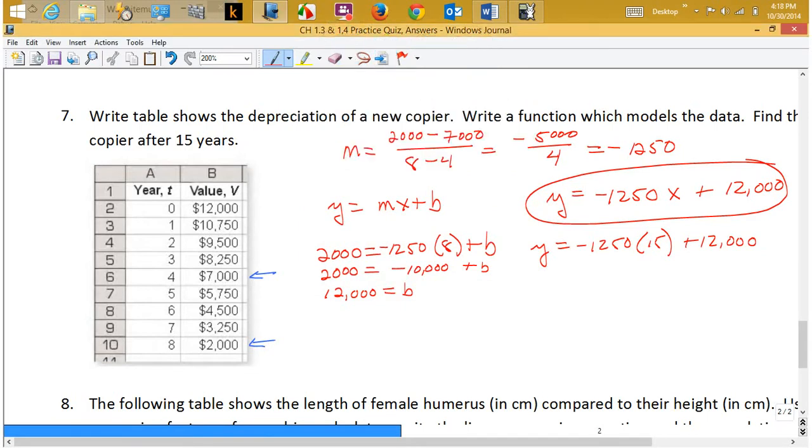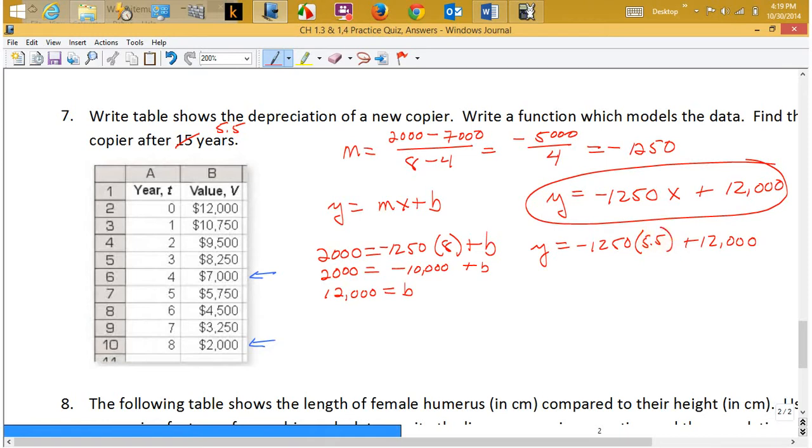Actually, this value of 15 isn't any good because with the depreciation that it has, this copier is going to go all the way down to 0. So I don't want the problem like that. This is a bad number. Let's pick something like 5.5 years. So we'll say what's the value after 5.5 years. So what we'll do is we'll stick 5.5 in for x.